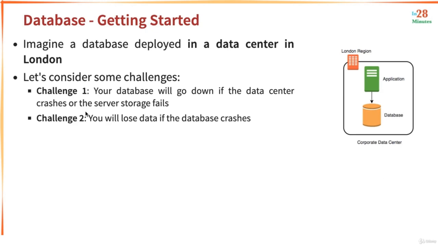Challenge 1 and challenge 2 look similar, but they are a little different. Challenge 1 is related to availability. Your application can no longer talk to the database. That is challenge 1. Challenge 2 is about durability. Basically, once the database crashes, whatever data is in there is lost. So what would we do to fix this?